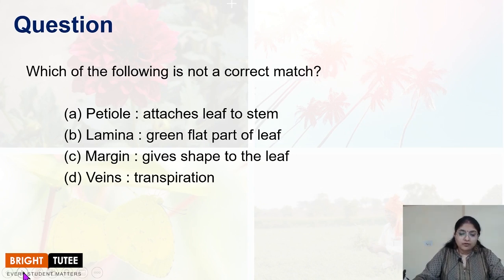Which of the following is not a correct match? So petiole attaches the leaves to the stem, so it's correct. Lamina is the green flat part of the leaf, that is true. Margin gives shape to the leaf, that is absolutely right. Veins causes transpiration, so this is not the correct match, because veins do not do this function, right? There are different functions of veins, right? So this is the wrong match, so that means it's the correct answer.